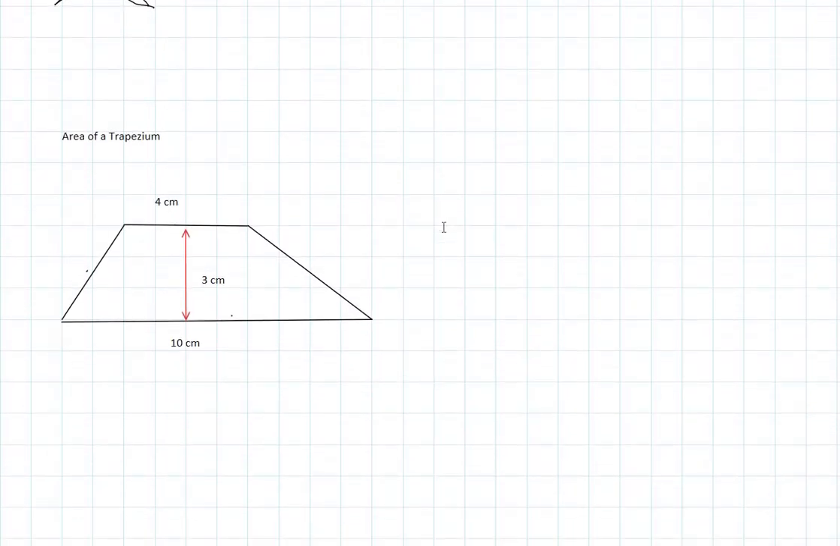Last one is the area of a trapezium. Now, a trapezium is any shape with one pair of parallel sides. And remember, I'm marking that things are parallel with these arrows.